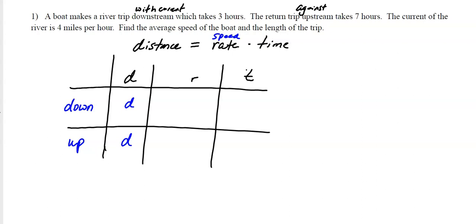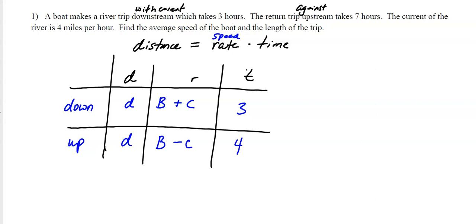We don't know our speed, so our speed in general, if you're going downstream, it's going to be the boat speed plus the current. And if you're going upstream, it's going to be your boat speed minus the current, because you're going to be going slower because you're going to subtract the river's current. And the time we do have, 3 hours to go downstream and 7 hours to go upstream.